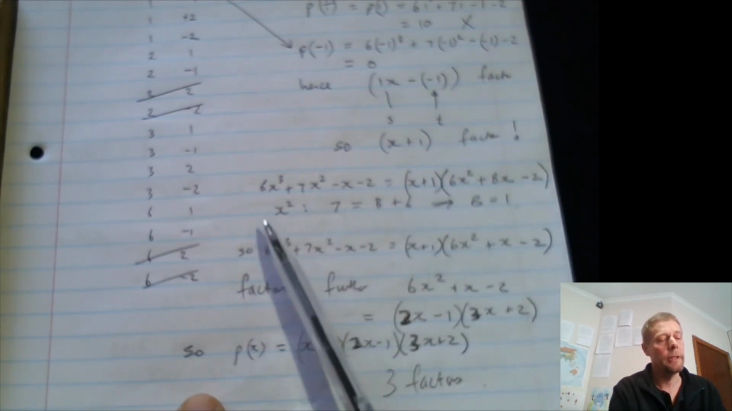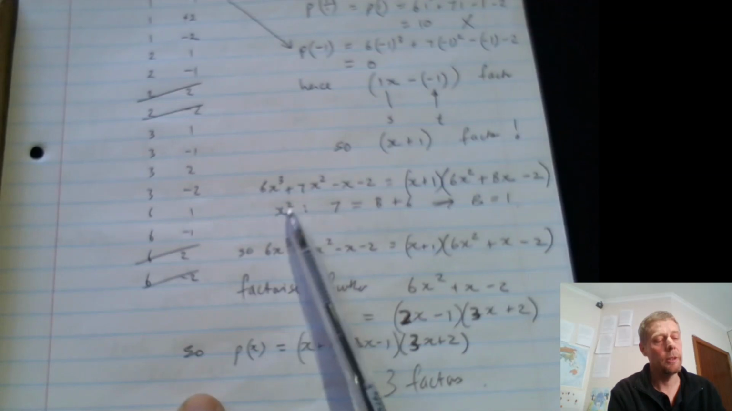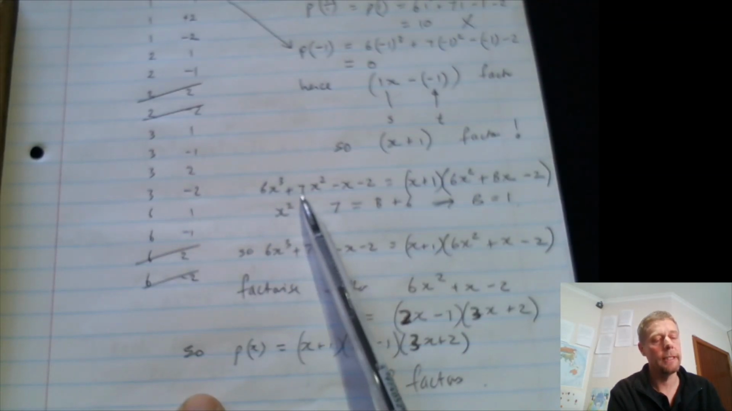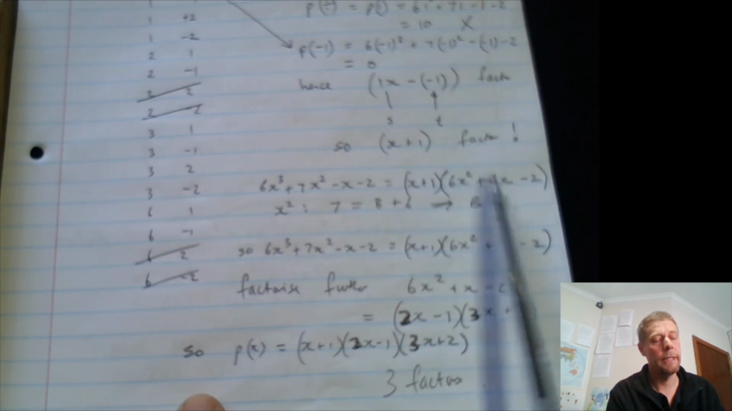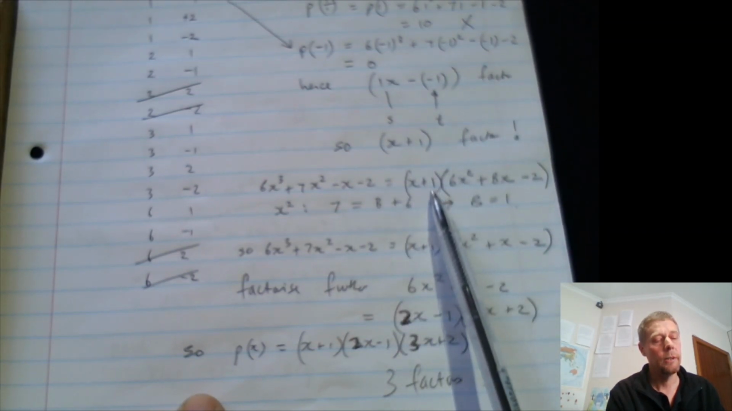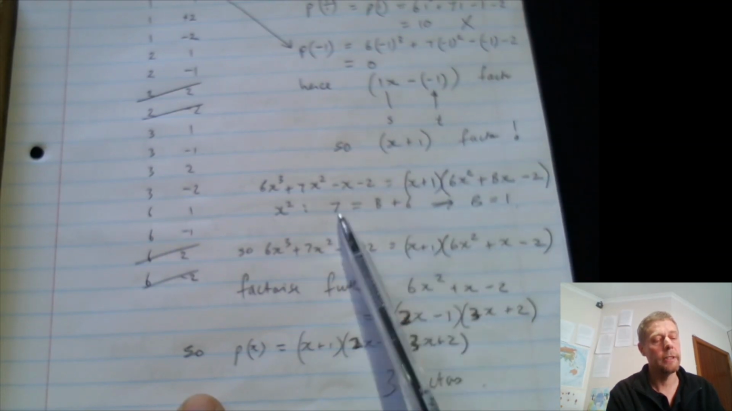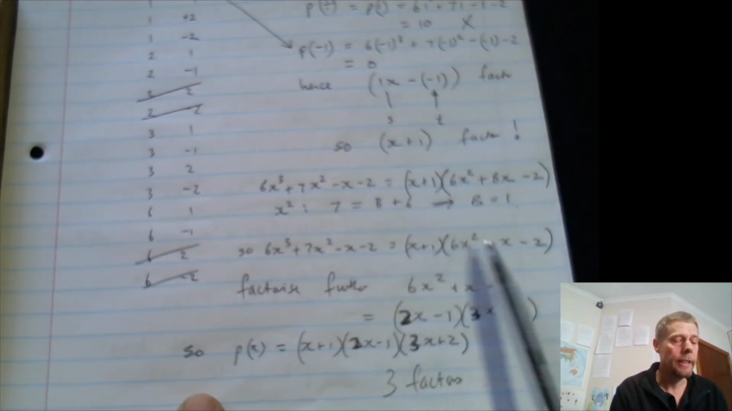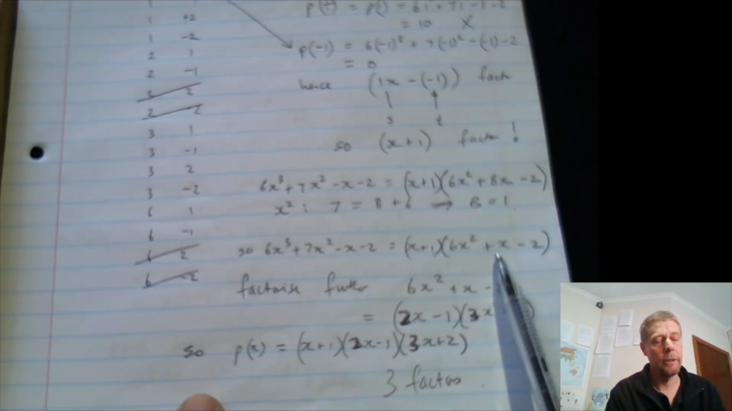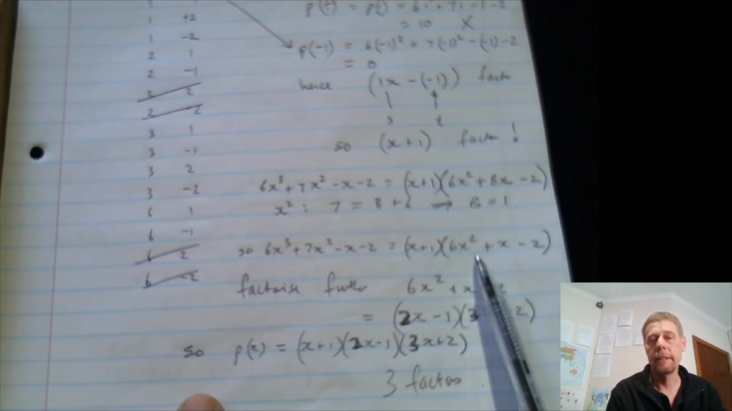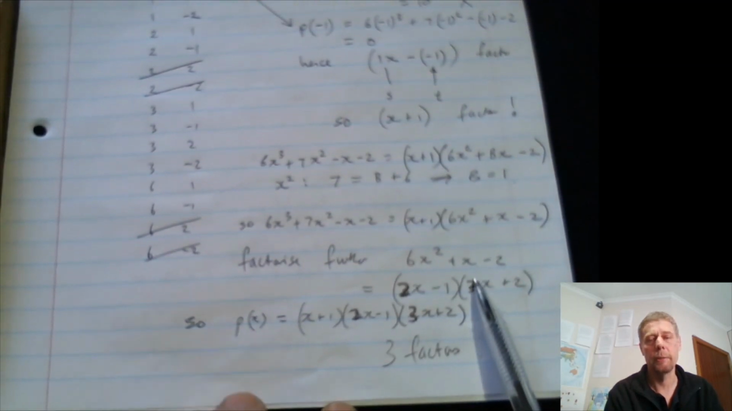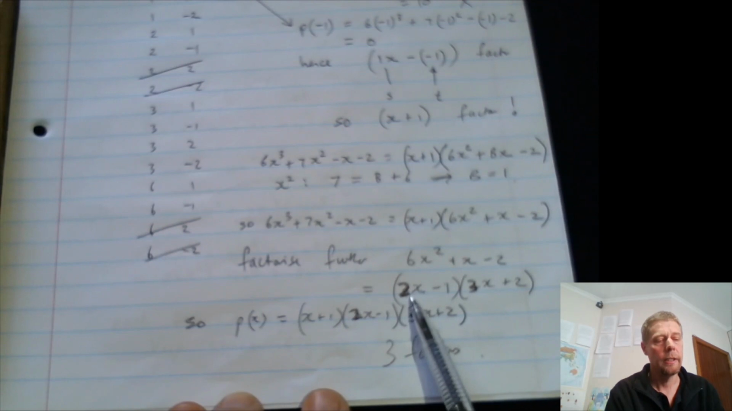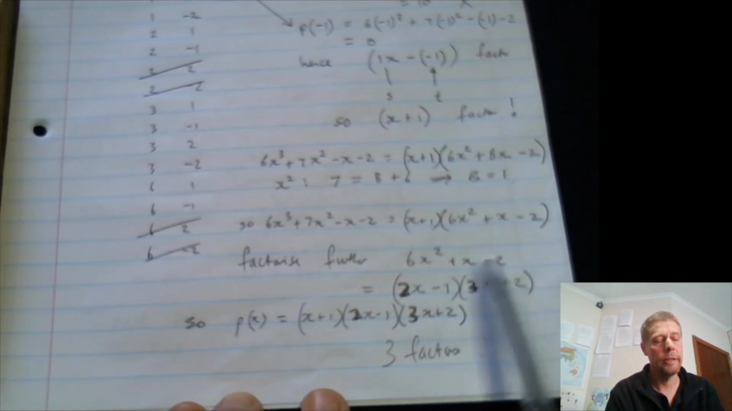And to get b, I choose the coefficient of the x squared term. On the left hand side it's 7, and on the right hand side it's derived from x times bx, so it's b, and 1 times 6, which is 6, so b is equal to 1. So now I'm well on my way towards factorizing this polynomial. I've got x plus 1 times 6x squared plus x minus 2. To factorize further, I can do it by inspection, and I can see that this quadratic can be factorized as 2x minus 1 times 3x plus 2.